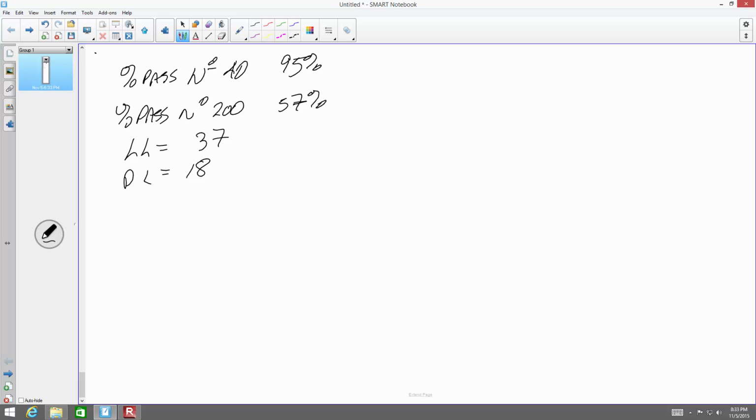Foundation problems, you guys got that already. Retaining walls, you know how to do active and passive earth pressures. Getting down to the end.